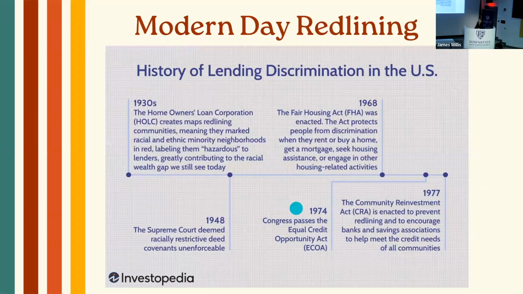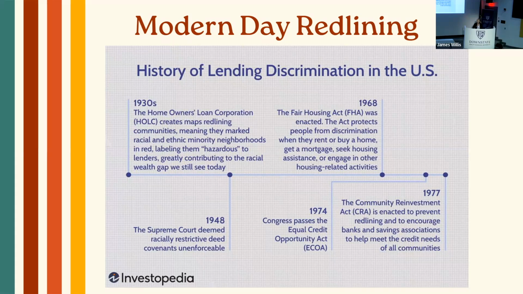So to wrap up, I wanted to discuss where we are today, how we got here, and what we have done to mitigate or reverse the effects of redlining on our communities. In the 1930s, as we talked about, the HOLC was founded. In 1968, the Fair Housing Act was enacted. The point of this was to make redlining illegal, saying that you cannot discriminate based on race or ethnicity when offering lending services.